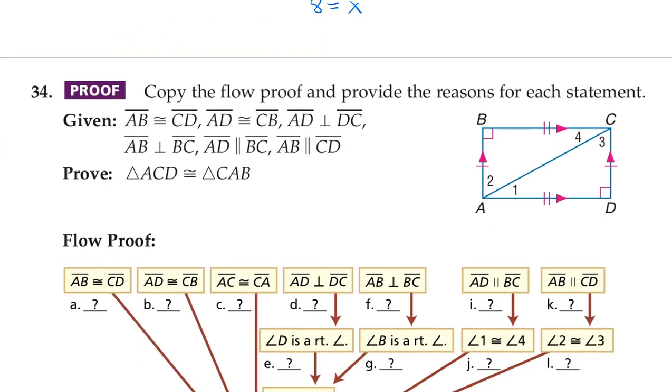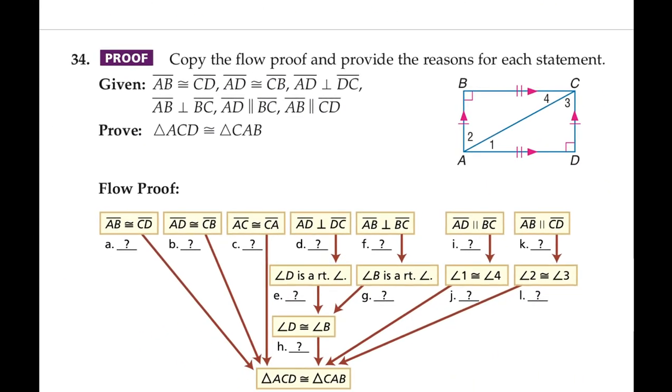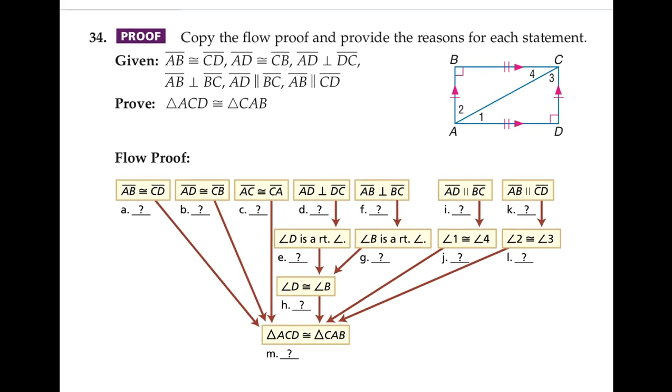Okay, last problem. It's fill in the blank, but I just really wanted to show you a kind of big flowchart proof. We're not going to do many in this section because the very next section is about what shortcuts do we have. And as we start developing those shortcuts, then we start doing a lot of proofs with congruent triangles. And that's kind of the bread and butter of first semester geometry.